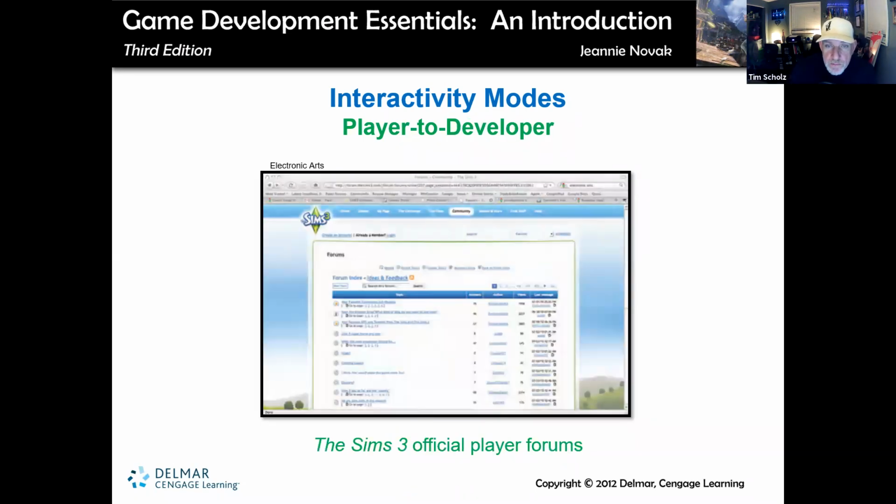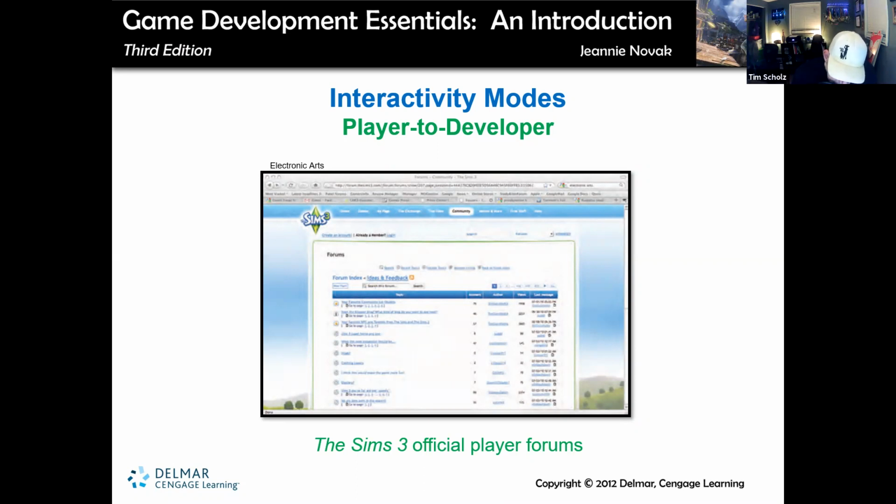The next mode is a very interesting interactivity mode because it takes place outside of the game, and this is called player to developer. A lot of this is where players can go in through forums, through different online communication tools, and interact with the actual developers of the games and maybe get tips on how to play the game, tips on secrets, or maybe even provide input into future features available in the game.